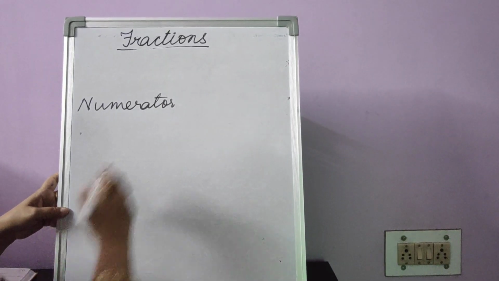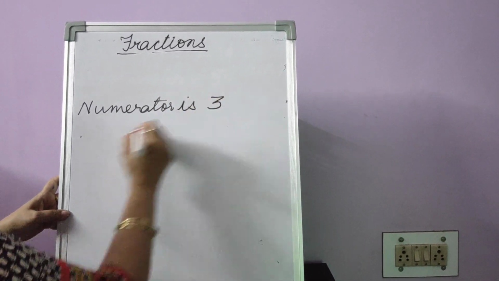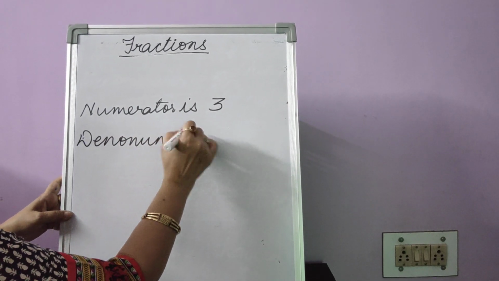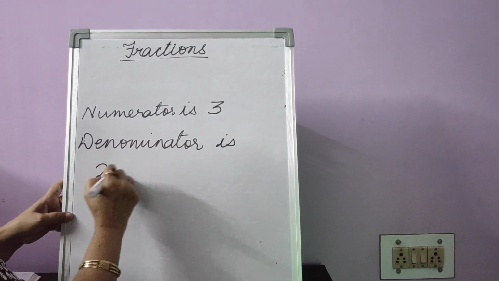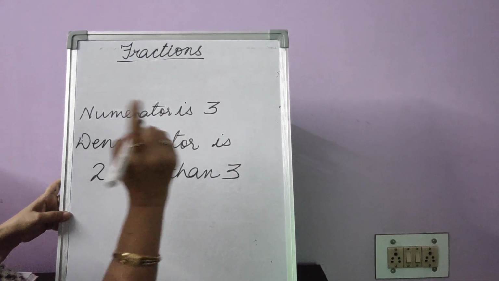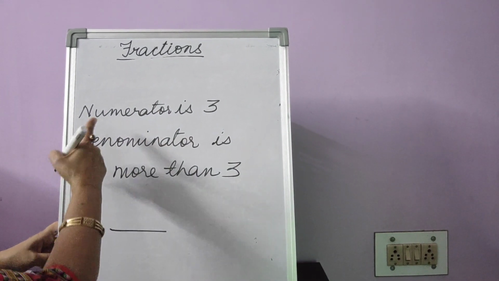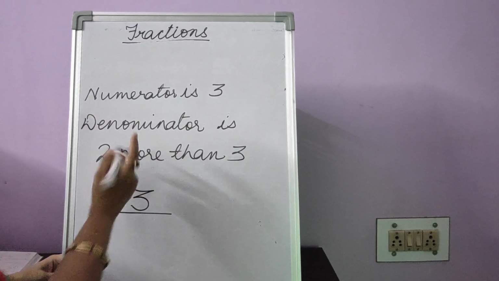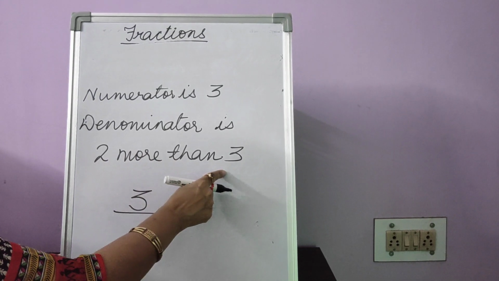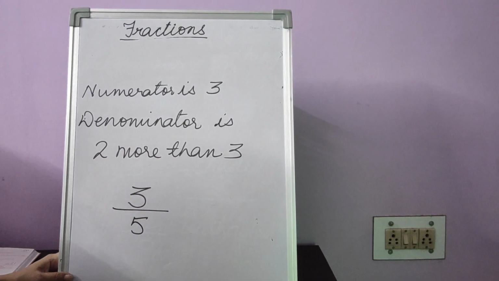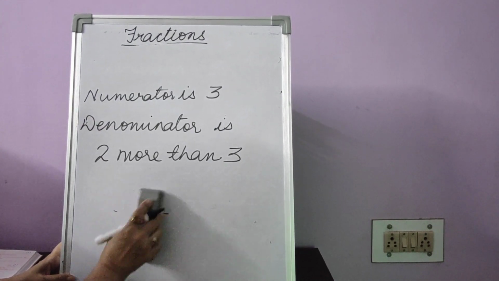Now, I can also tell you, numerator is 3 and denominator is, now pay attention, denominator is 2 more than 3. So, first of all, fraction bar, what is given to you? Numerator. How much? 3. How much is the denominator? 2 more than 3. So, 3 plus 2, that is 5. Got it? Same sum.